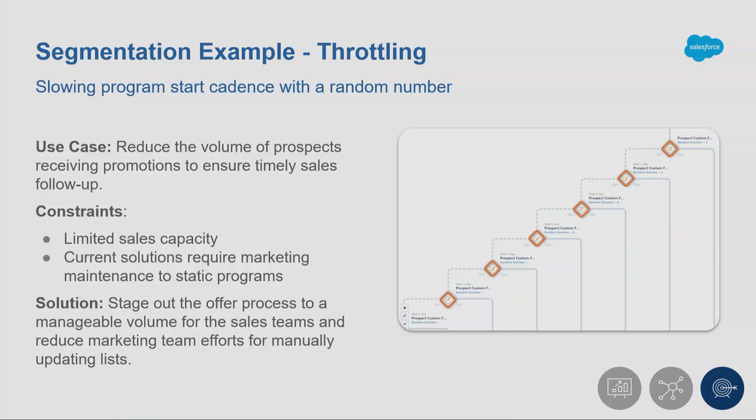So instead of overwhelming the sales team on day one, Cruiser's like, well, let's take 10% of the list and send them the email on day one. And then we'll take maybe 20% of the list on day two and 20% of the list on day three, and sort of slow the roll of what marketing was doing so sales could keep up.